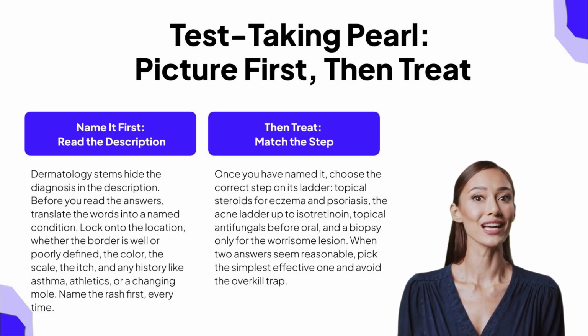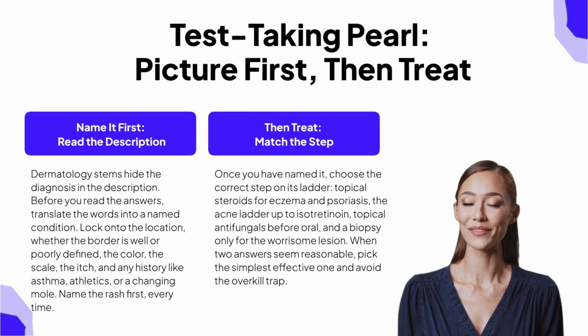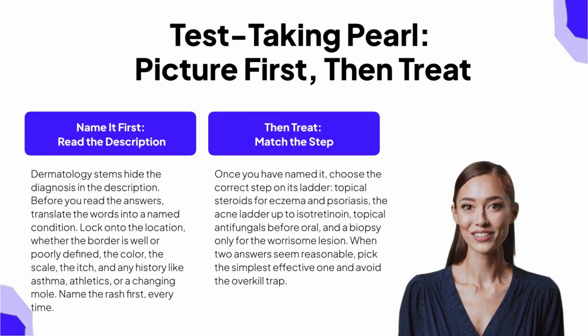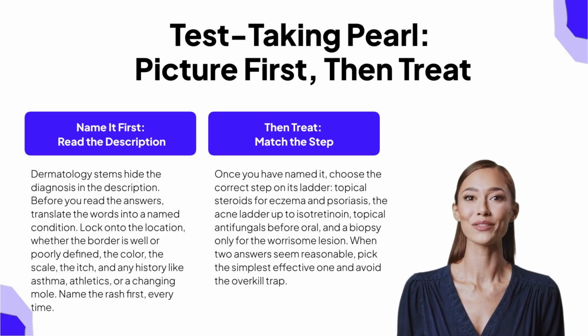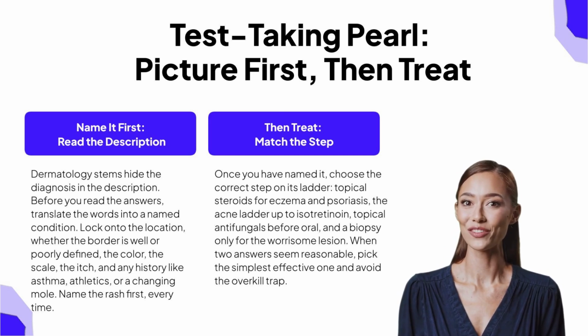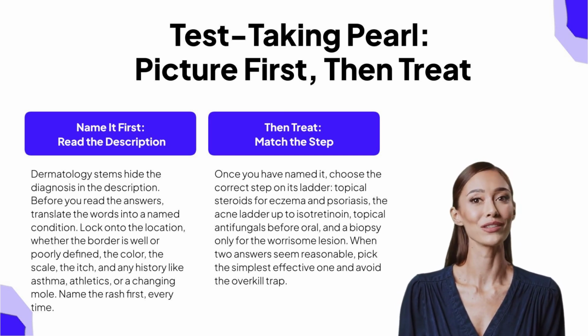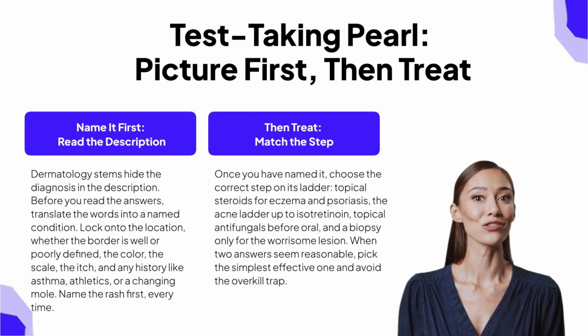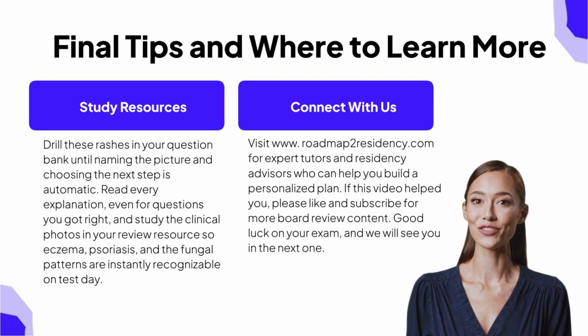Topical steroids for eczema and psoriasis. The acne ladder up to isotretinoin. Topical antifungals before oral, with scalp and nails as the exceptions. Biopsy for the worrisome lesion, not the obvious one. When two answers both look reasonable, pick the simplest one that works and steer away from the overkill trap. That wraps up our review of common rashes and skin conditions for Step 3.